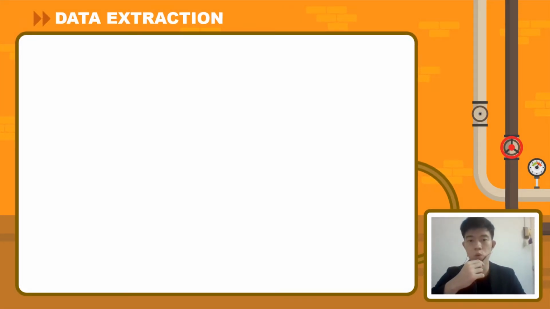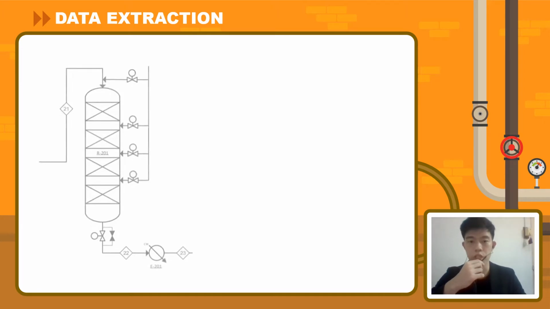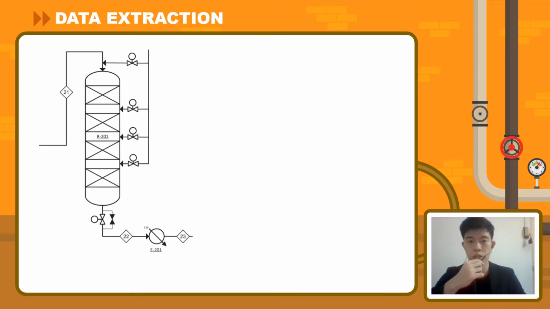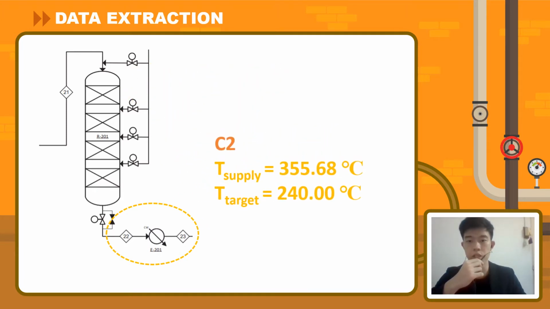Next, the second cooler that we have extracted from the project is cooler E201. The second hot stream supply temperature is at 355.68 degrees Celsius and is cooled to 240 degrees Celsius.